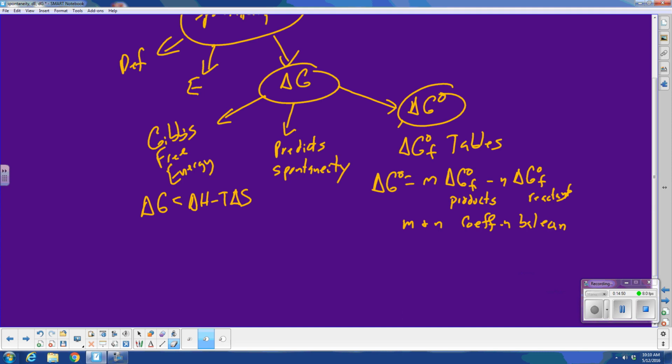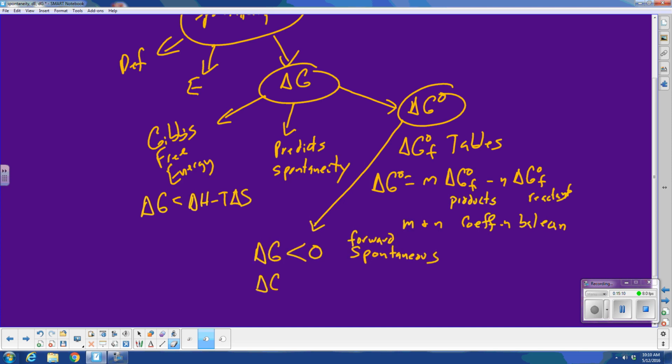And here's the relationship between delta G°, or delta G for that matter, and spontaneity. When delta G is less than 0, then your forward reaction is spontaneous.